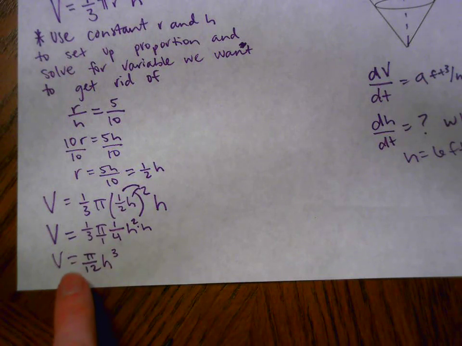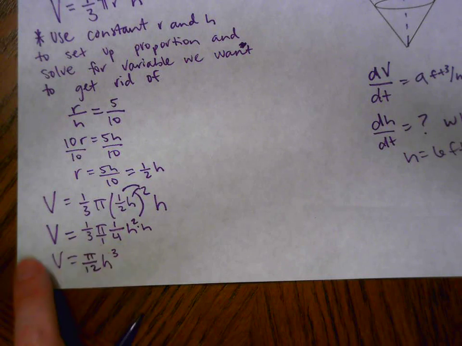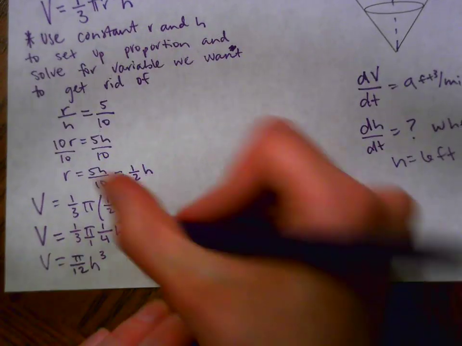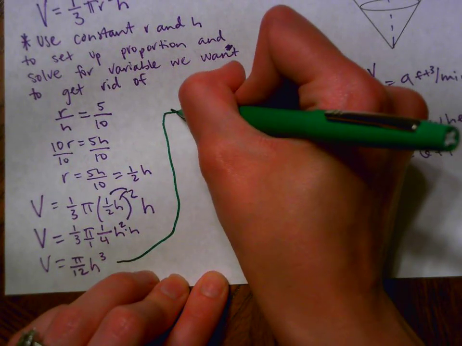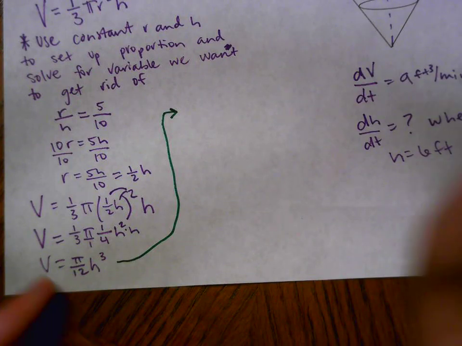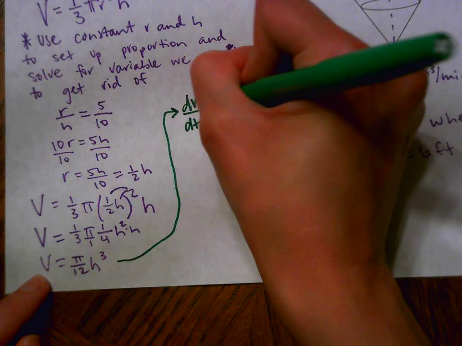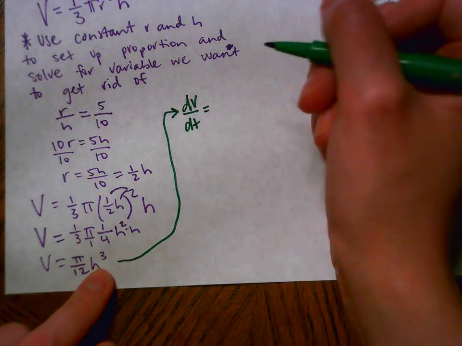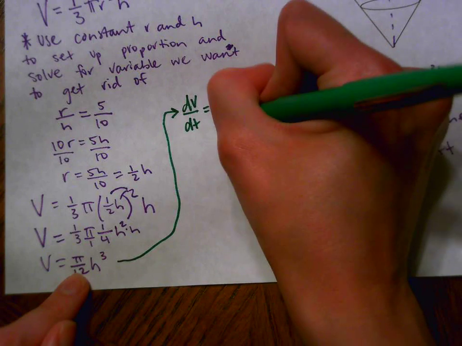Okay, so now we're ready to take the derivative because we got our volume in terms of just H. And that's going to be a lot easier to work with. So I'm going to come up here. And this is step 4 if you're wondering where we are on our steps. Now we're going to differentiate with respect to time. So the derivative of V becomes dV/dt. Here, you're going to bring the 3 to the front, so that becomes 3 pi over 12.